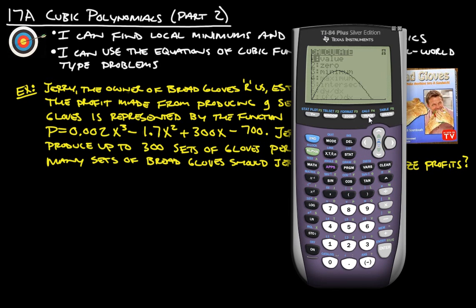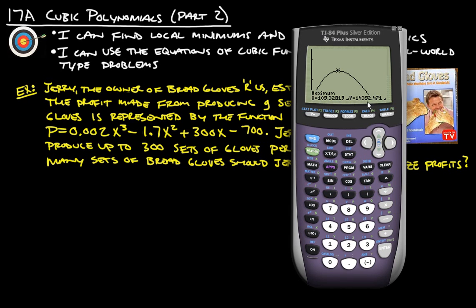So let's calculate that maximum. Right? And again, the first thing it says is left bound, so you've got to get it to the left of the maximum. Push enter. Right bound, get it to the right side of the maximum. Push enter. And then take a guess. Heck yeah. And there we go. X is 109.3, so let's round it off to the nearest whole number.